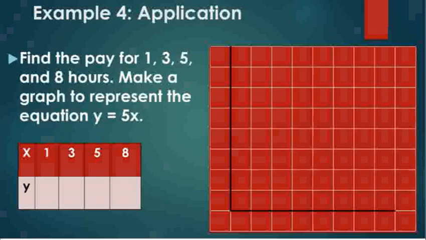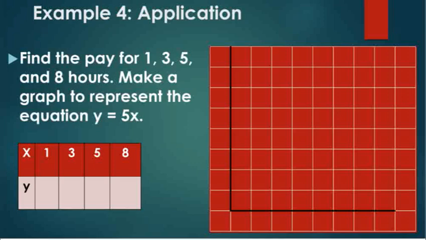We need to find the pay for 1 hour, 3 hours, 5 hours, and 8 hours. And our equation again is y equals 5x. So 5 times 1 is 5. 5 times 3 is 15. 5 times 5 is 25. And 5 times 8 is 40. So now that we have our table filled out, now we can create our graph here.